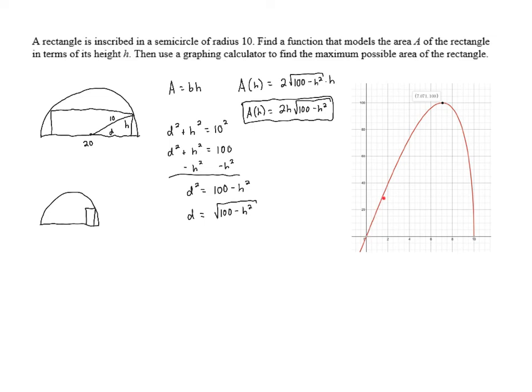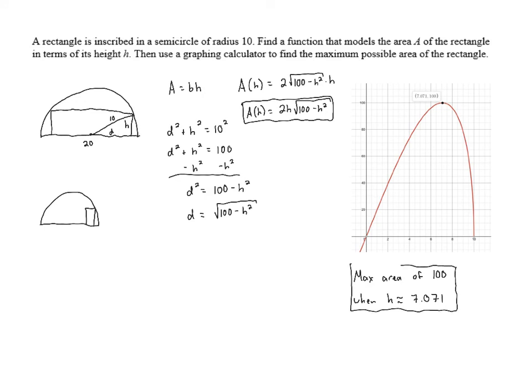But this is a graph of the function, and in Desmos you can go in and see what the maximum value is. And the maximum area is going to be 100, and it's going to occur when x is approximately 7.071. So we have a maximum area of 100, and we weren't given any sort of units, so we're just going to say the maximum area is 100, and this occurs when the height is approximately equal to 7.071.